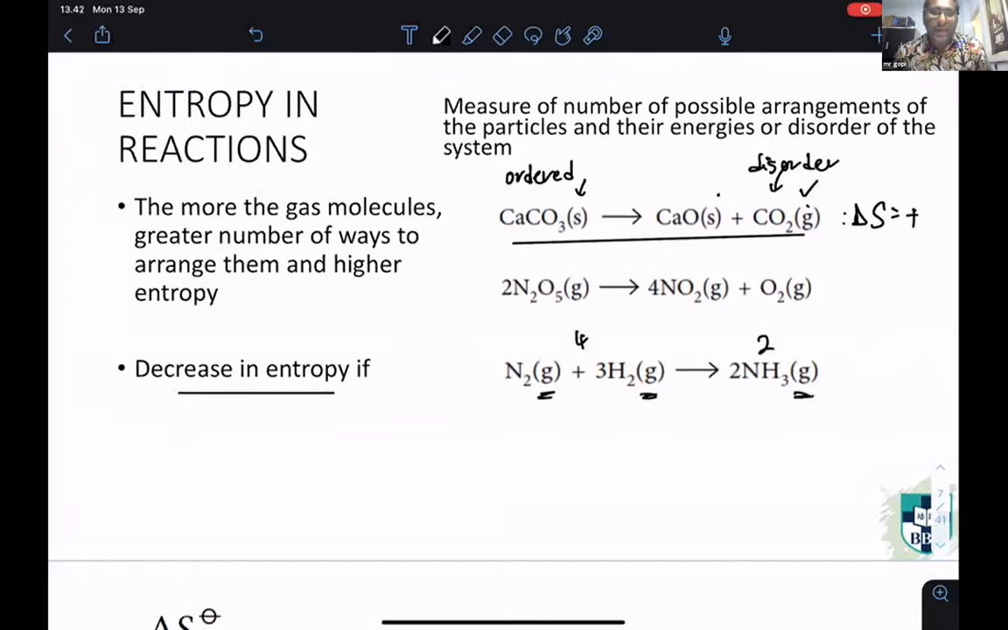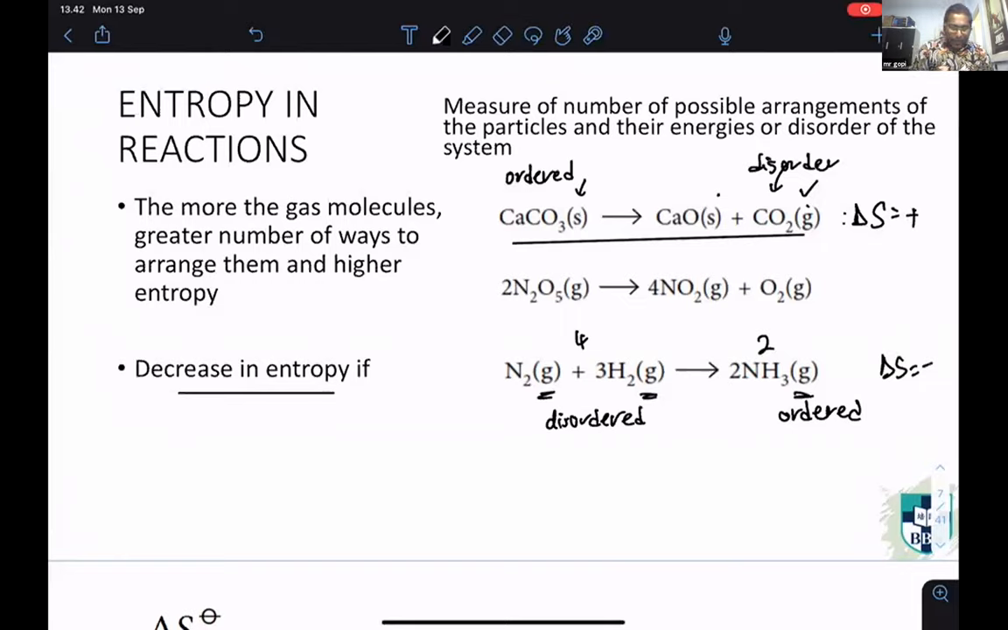Because of that, we can say they are going from disordered to a bit more ordered. Therefore, I can say the entropy change is going to become negative because it's decreasing. So you can say that.